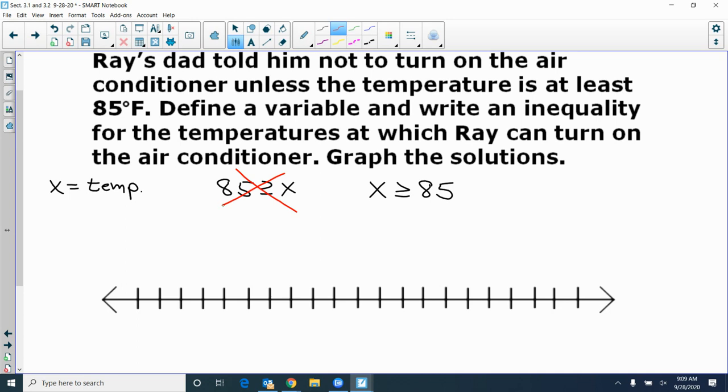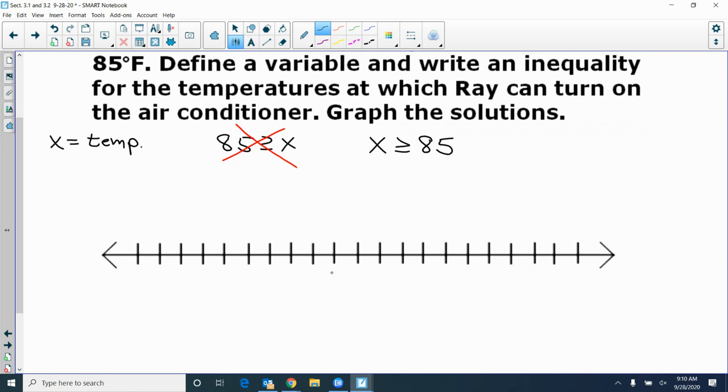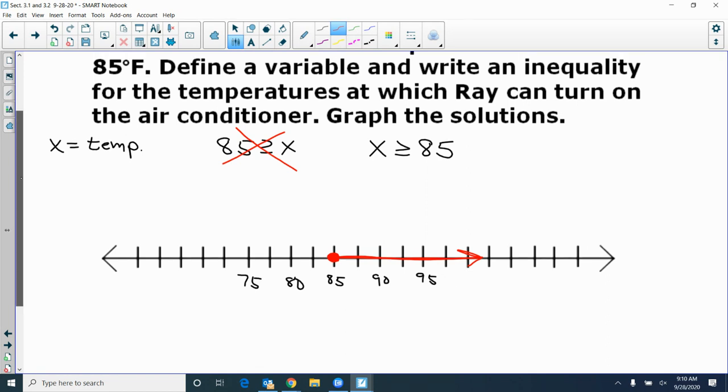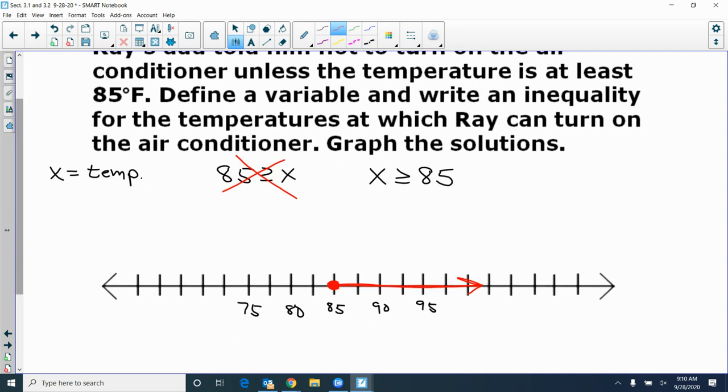All right, now to graph this, I'm just going to put 85, and then you can skip a line and put 90 and then 95, and then if I go down, I'll put 80 and 75. You don't need to go by ones every time, but you need to be consistent. You can't go up by fives and down by ones. It has to go up the same amount. So greater than or equal to 85, you'll put a solid dot, because it could be 85, and then you can turn the air conditioner on. So at least means greater than or equal to, no more than means less than or equal to.